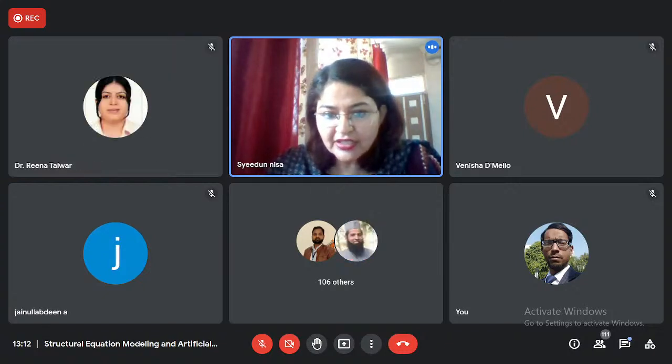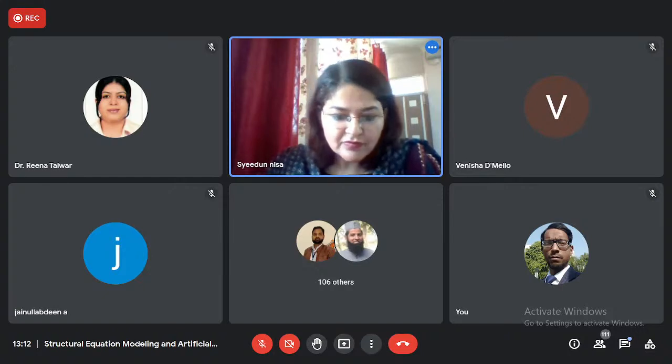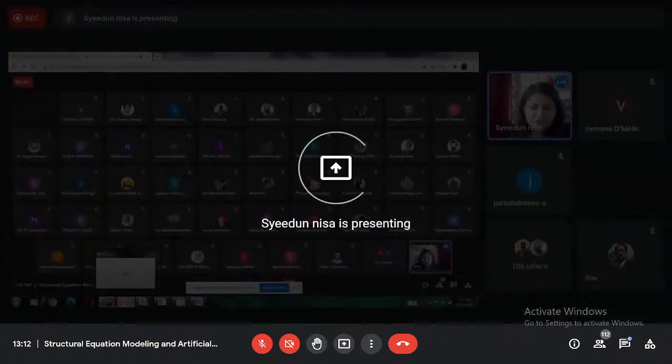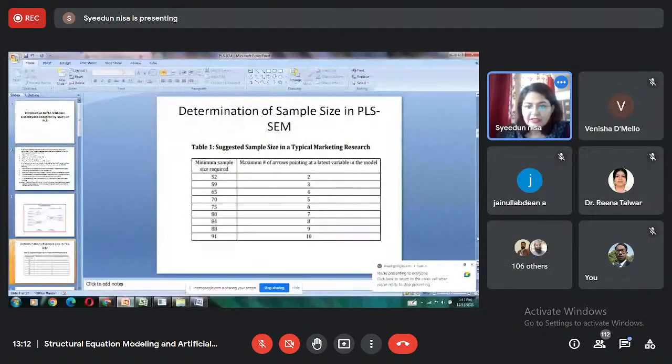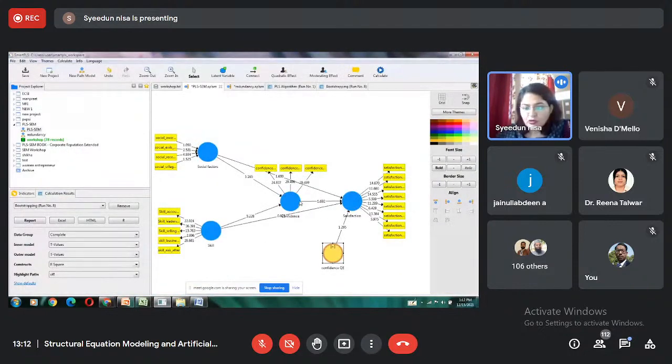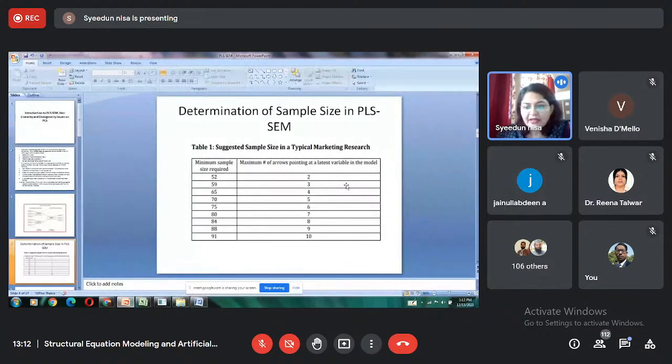I'll just jaldi se ek slide dikha deti hu. Ki sample size bahut kam bhi ho, tab bhi aap can use PLS-SEM. Okay. So this is suggested sample size in typical marketing research. Ki how many latent maximum of arrows pointing at a latent variable in a model. जैसे कि हमारे मॉडल में यहाँ पर अगर इसको confidence को अगर हम हटा दें तो हमारा 1-2 है, otherwise हमारे 3 हैं, ओके, this is my dependent variable, तो इनको 3 arrows अगर हम कहें तो we have 3 arrows pointing at my latent variable, तो 3 में 59 अगर आपका minimum sample size हो तो चलेगा, okay?